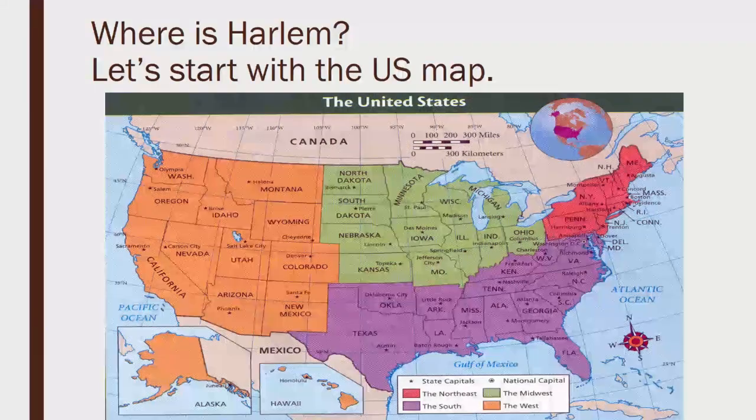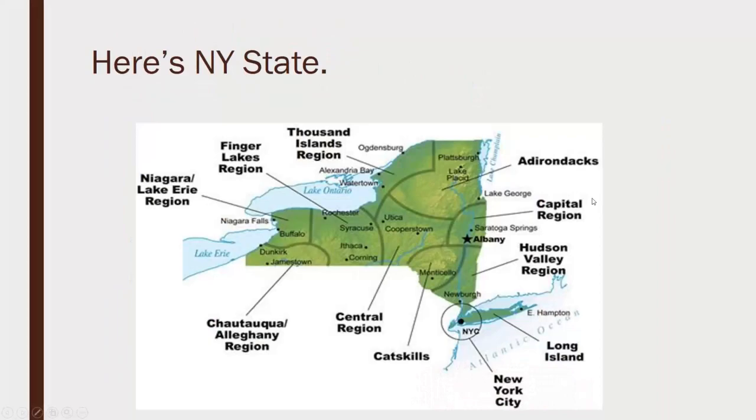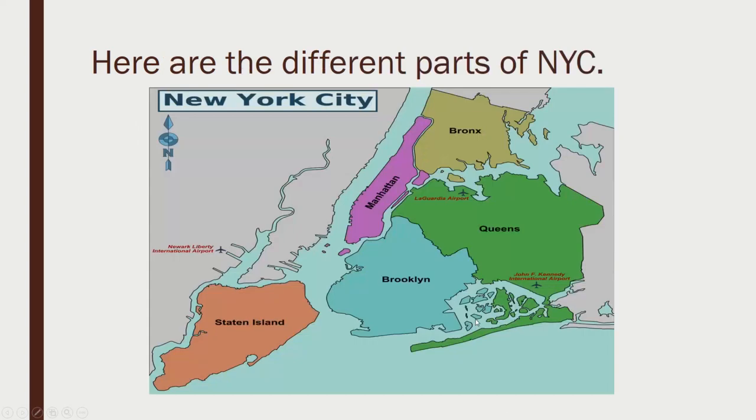So let's just start with locating where this particular area is geographically. Harlem is in New York State. So here you see New York State. And Harlem is part of New York City. New York City has 5 boroughs, and Harlem is part of Manhattan specifically.